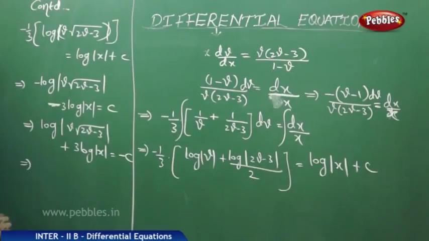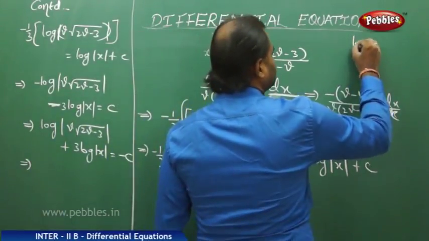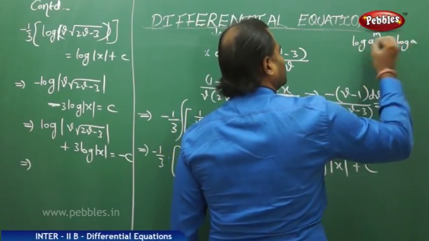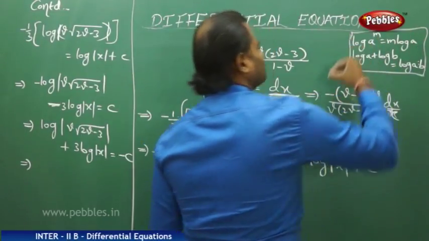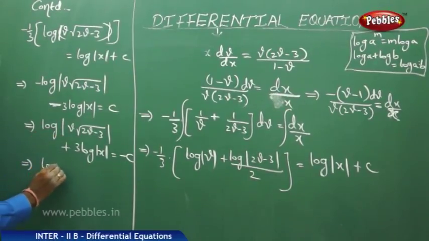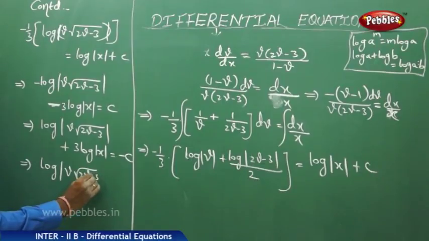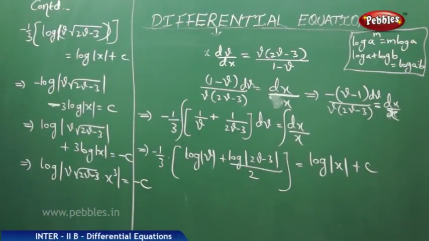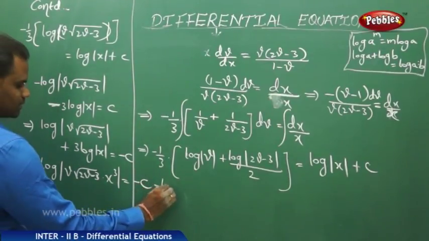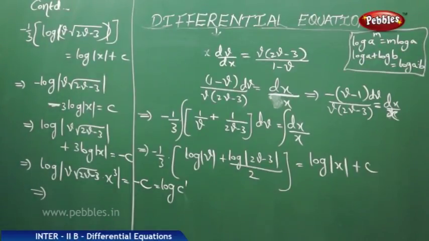Then we use the formulae log a plus log b is log ab, and log a power m is m log a, which are the two basic logarithmic formulae we are going to use here. So log v root (2v minus 3) into x cube equals minus c. That implies minus c I can take as log c dash. So eliminating log, we get v root (2v minus 3) times x cube equals some c dash. Then cubing on both sides, we get the required answer.